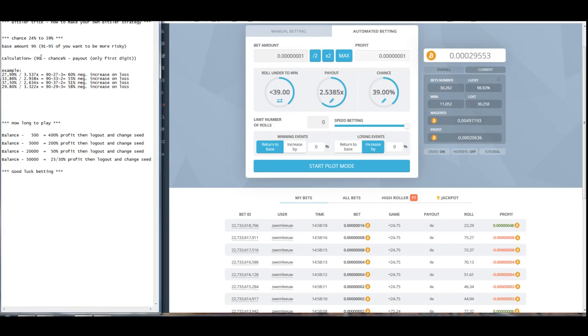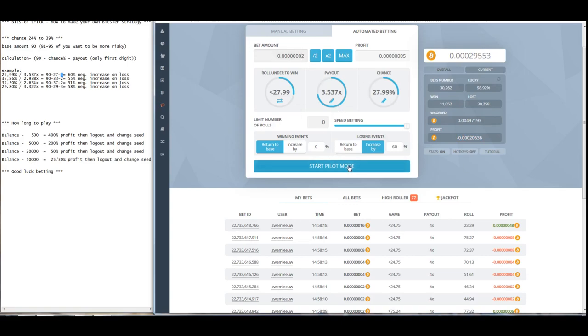The idea is you're going to put in your 90 or 91 or higher if you want, then you're going to get rid of the chance and the payout, but only the first digit. So over here we got 27.99. That's a payout of 3.537. So it's 90 minus 27 minus 3, which makes a 70 negative increase. I'm putting it by 2. As you can see, it took me a long while, but I'm almost back from my big loss I made earlier, because I had a digit wrong, my mistake.